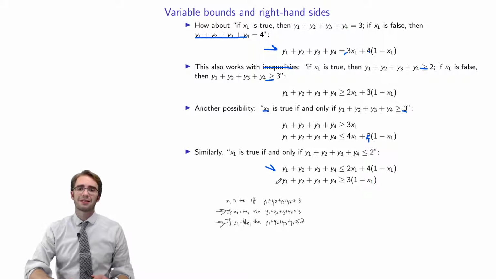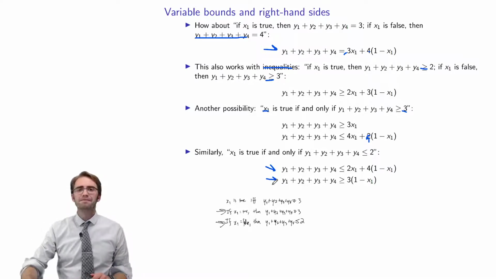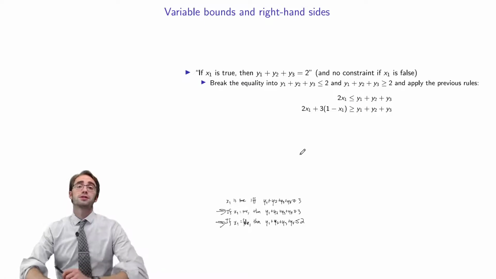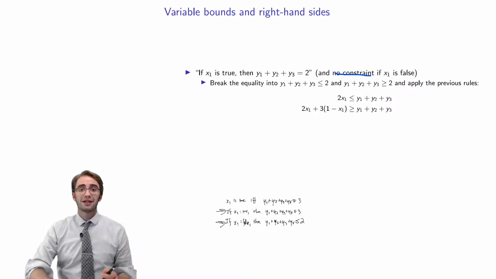You could look at this example as well. It's exactly the same kind of logic there. Nothing terribly exciting. We have plenty more examples of this. If x1 is true, then the y's have to sum to 2. If x1 is true, then y1, y2, y3 has to be equal to 2. And we'll say if x1 is false, then there is no constraint. Okay, let's think about that.